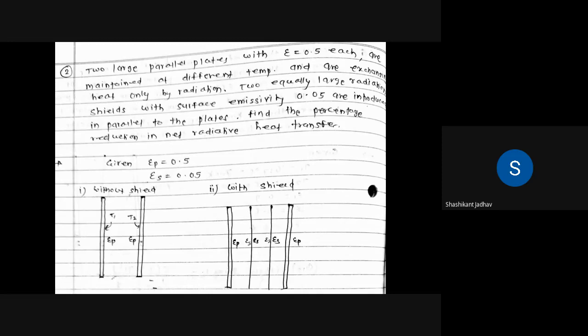What about others? If we understand the concept of the radiation shield, then it is a very simple problem. We have to change the denominator for the Q with shield only. The remaining parameters will be the same. The numerator is the same for both formulas, Q without shield and Q with shield: sigma into T1 raised to 4 minus T2 raised to 4. The only difference is at the denominator.